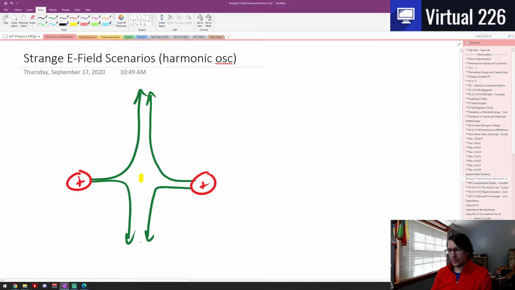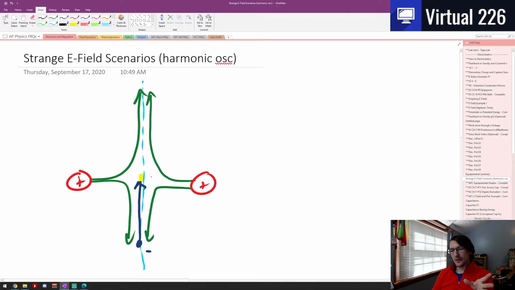If I put directly in between, along an equipotential right here, a negative charge and I just released it, what would happen to it? Well, electric field lines, their direction designates the direction a positive charge is going to move in. So this negative charge is going to move opposite in that direction. It's going to want to move opposite, into the center.